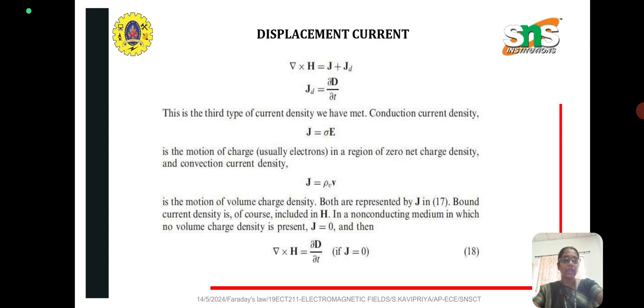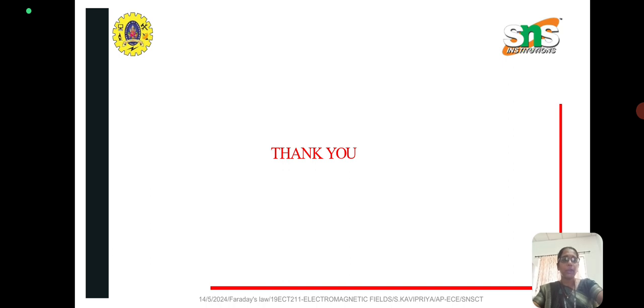D is the electric flux density. So del cross H is equal to ∂D by ∂t in a non-conducting medium. So that's all about displacement current density and Faraday's law.